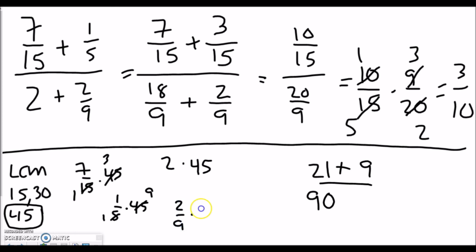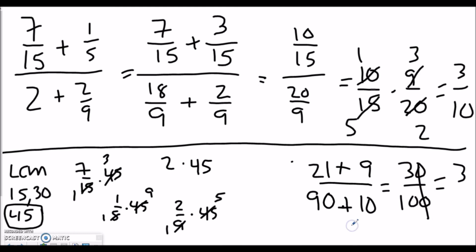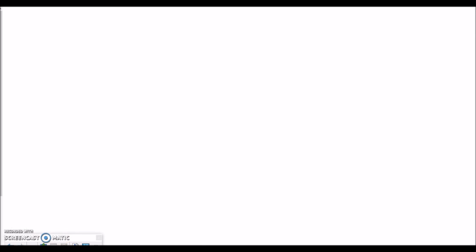And my last fraction, 2 over 9, divided by 40, times 45. That's a 5 and a 1. That's 10. Add them together, 30 over 100, and that easily reduces over 10. Doesn't matter which way we did it, we got the same answer. And again, it is up to you. Let's try one more, and then we will be done.